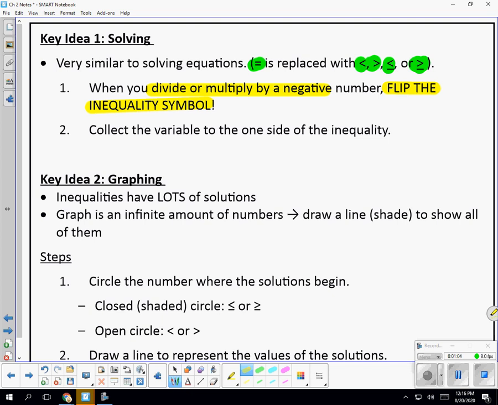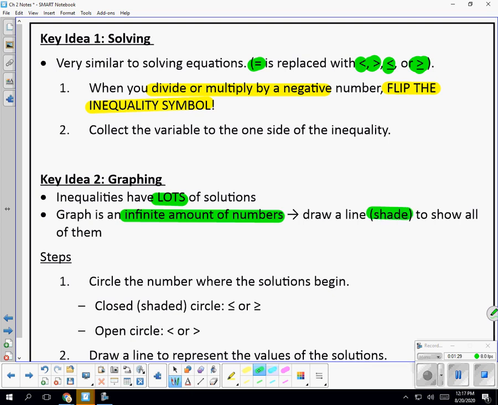Key idea number 2 is graphing inequalities. You need to understand and remember that inequalities have lots of solutions, not just one. When you graph an inequality, it is an infinite amount of numbers, so we somehow need to be able to show that when we graph it. The way that we do that is we draw a line or shade to show all of them.